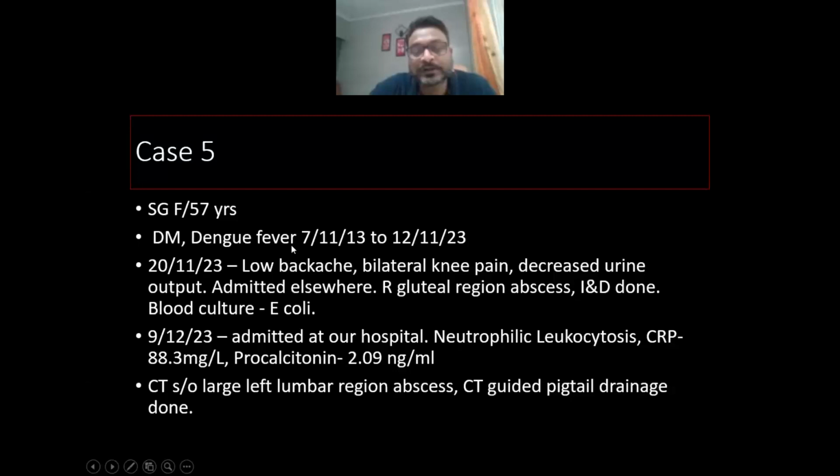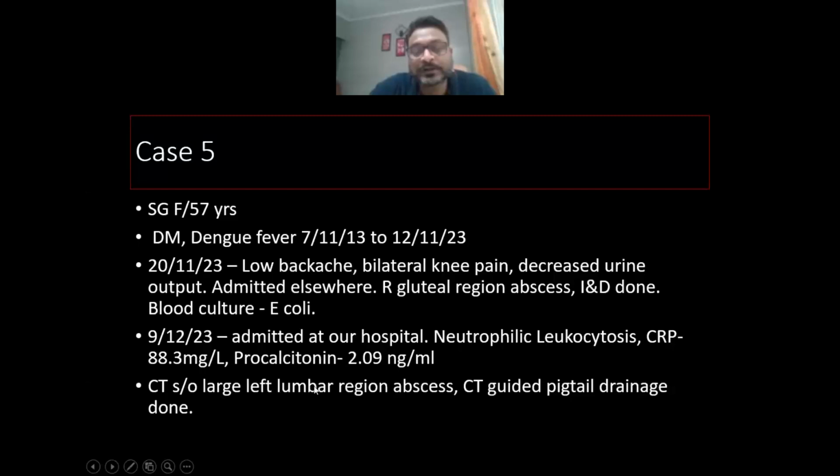This is a patient who had diabetes and had dengue fever, and then presented with some constitutional symptoms at another hospital, and had a right gluteal region abscess, for which an I&D was done, and both the purulent material as well as the blood culture showed that this was an E. coli infection. They kept trying to manage this right gluteal region abscess, unsuccessfully, and then the patient was referred to our hospital, where you could see that there was a clear sign of systemic infection. Neutrophilic leukocytosis, very high CRP, procalcitonin was also very high.